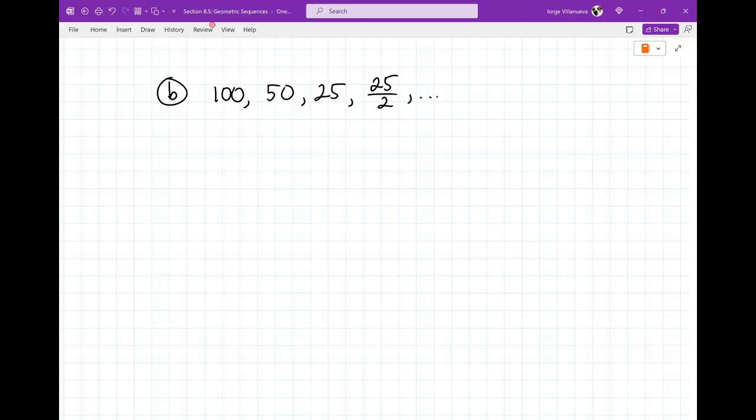So, 50 over 100, that's half. 25 over 50, well, that's half, right? 25 over 2 divided by 25, that's also half. Use your calculators for that one. But they're all half. That means r is equal to half.